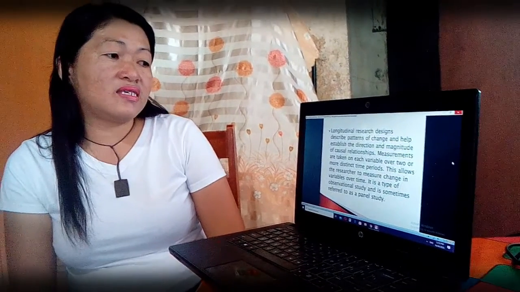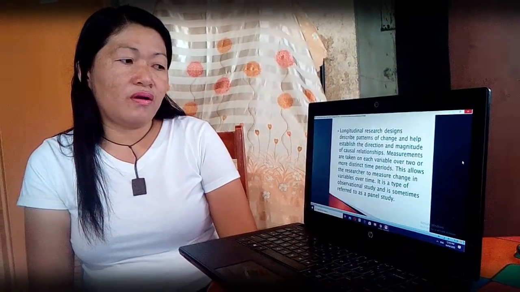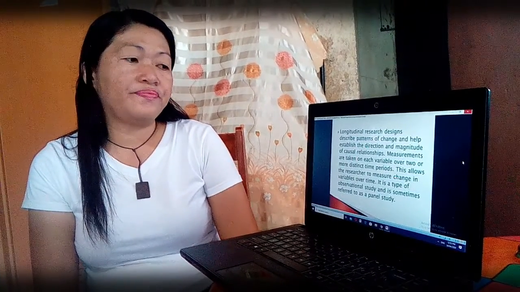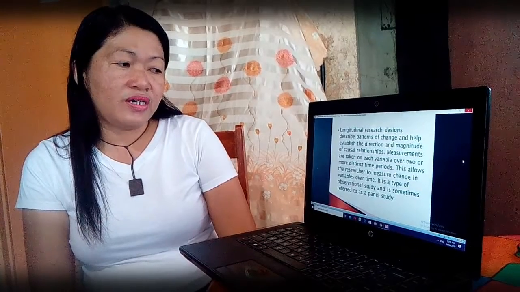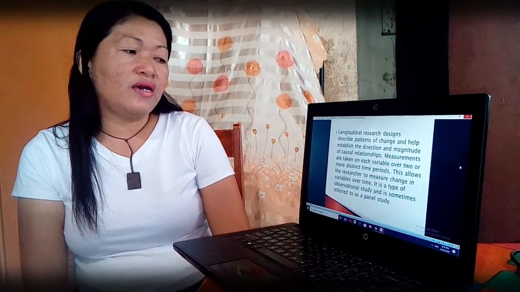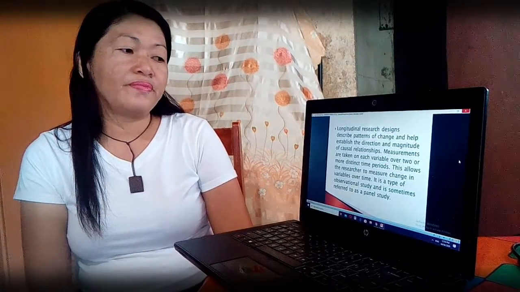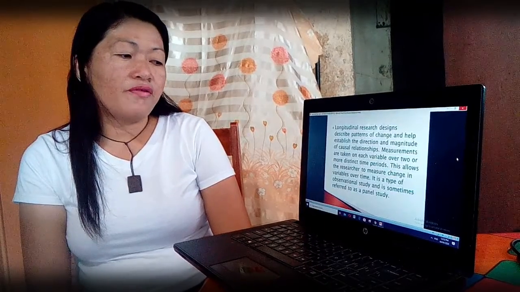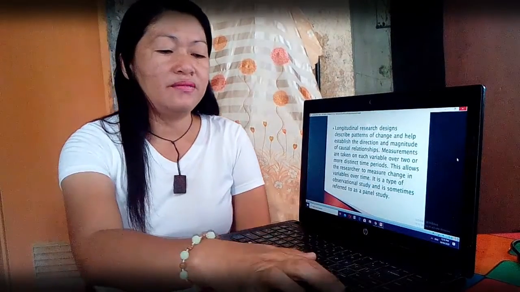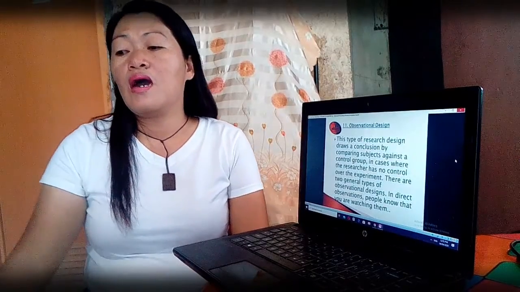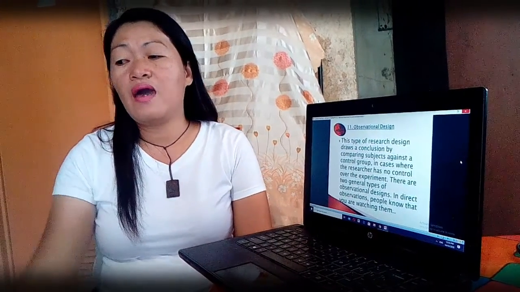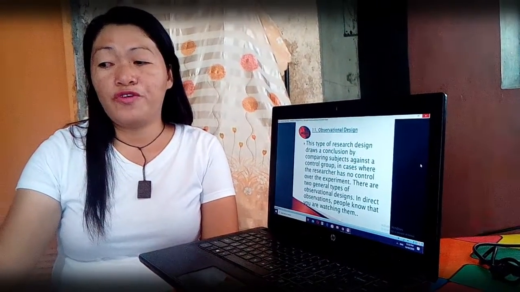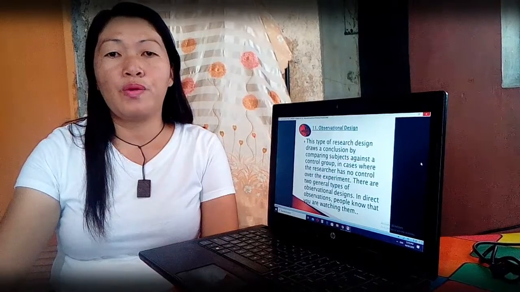Measurements are taken on each variable over two or more distinct time periods. This allows the researcher to measure change in variables over time. It is a type of observational study and is sometimes referred to as a panel study. Longitudinal research design means involving repeated measurement over time of one or more groups of subjects.